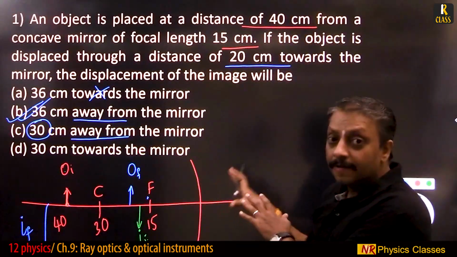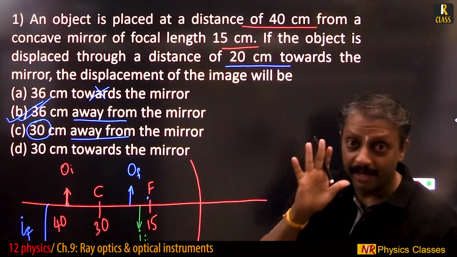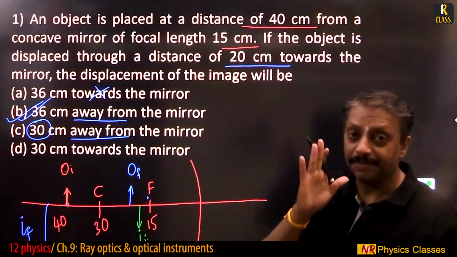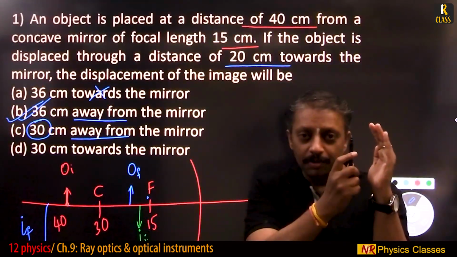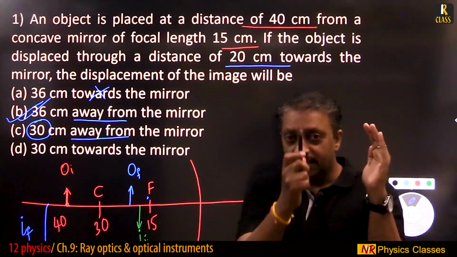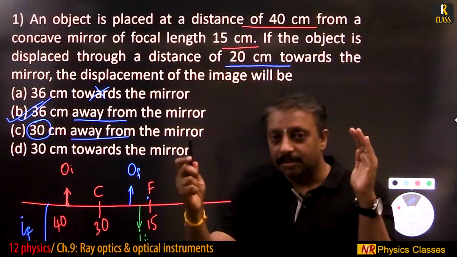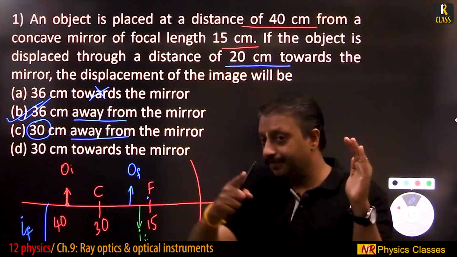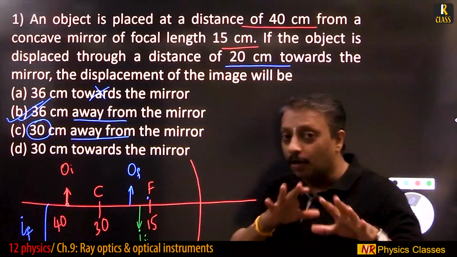And based on the concepts that we have learnt, recall the 5 diagrams that you used to draw with respect to a mirror: object within F, object at F, object between F and C, object at C, object beyond C. Same concept. Now, let us solve how to get this.